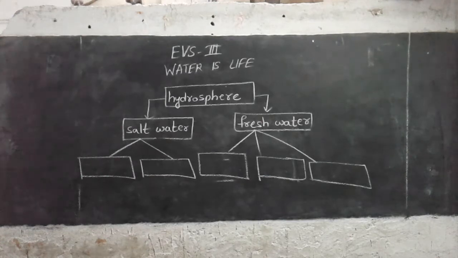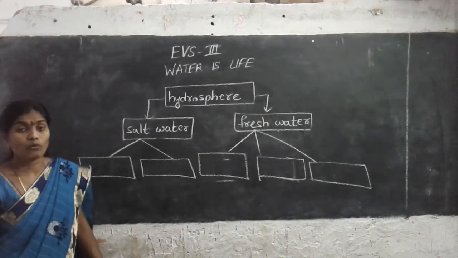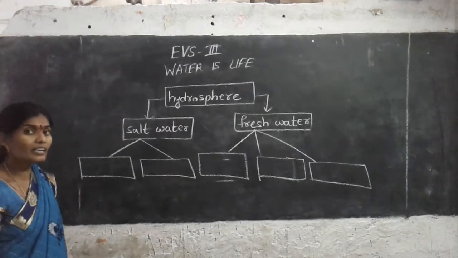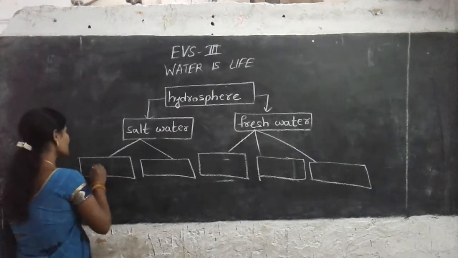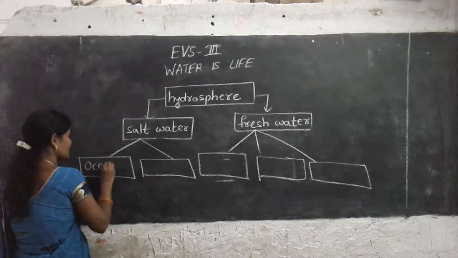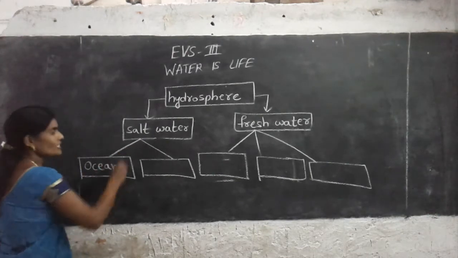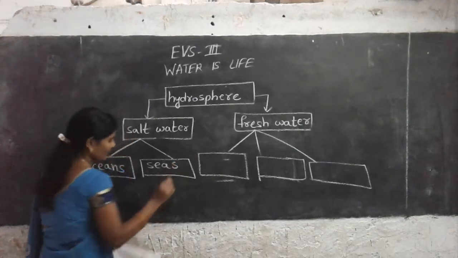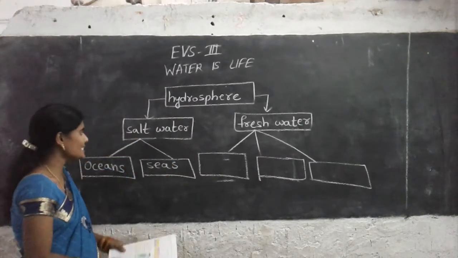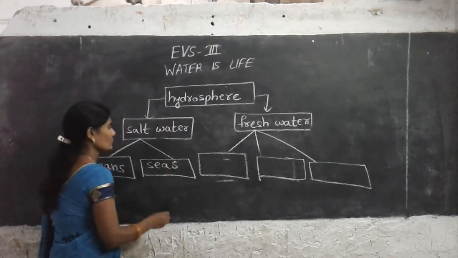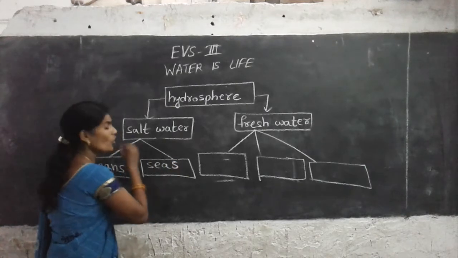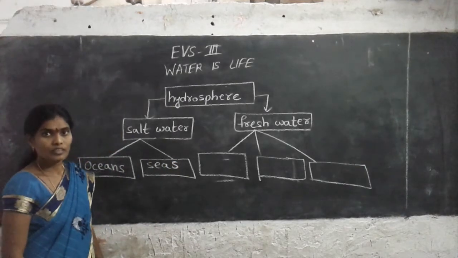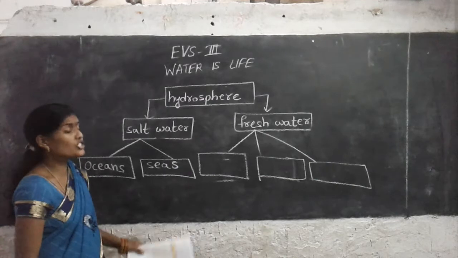Next, what are the sources of salt water? Oceans and seas. Ocean water is salty and sea water is also salty. Oceans and seas both have salt water.